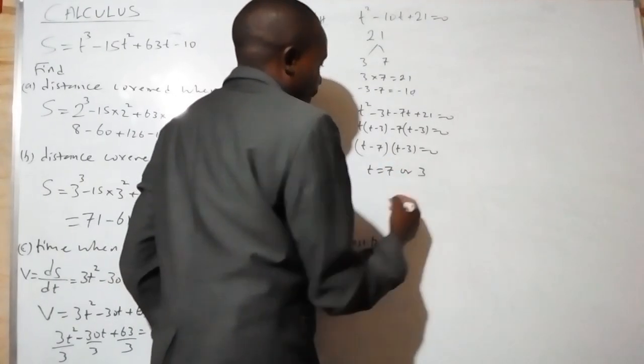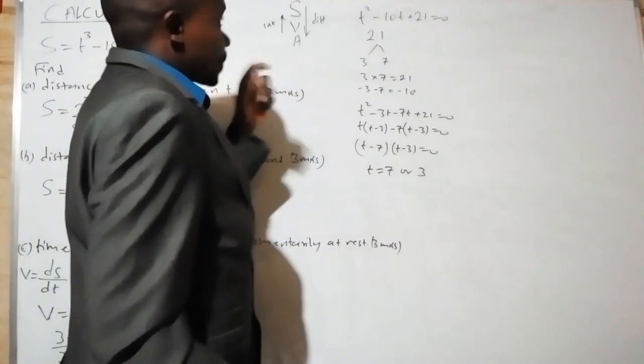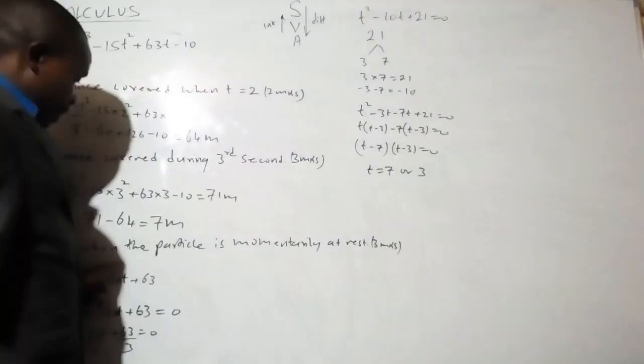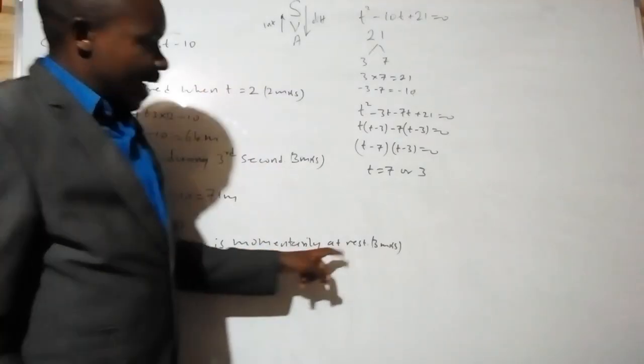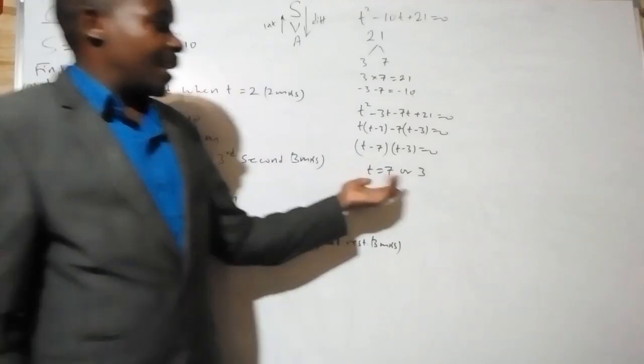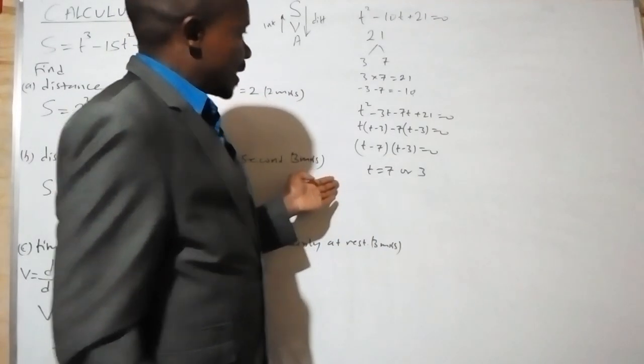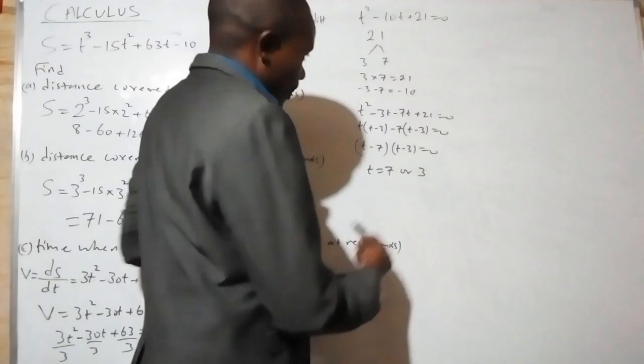So this will be the time when the particle is momentarily at rest. t is equal to 7 or 3 seconds. So this is the time when the particle will be at rest.